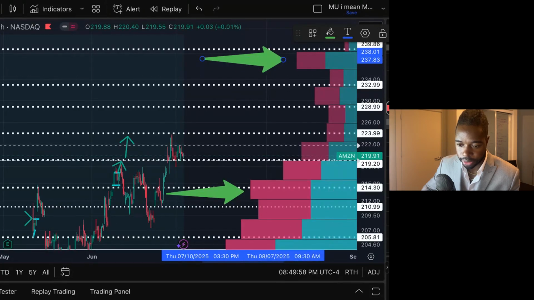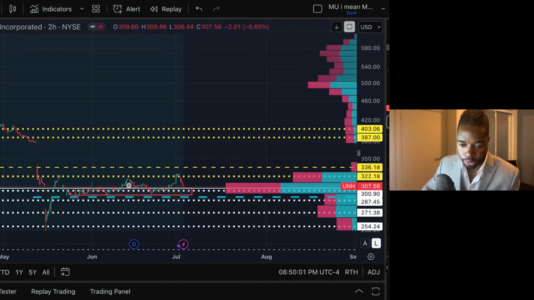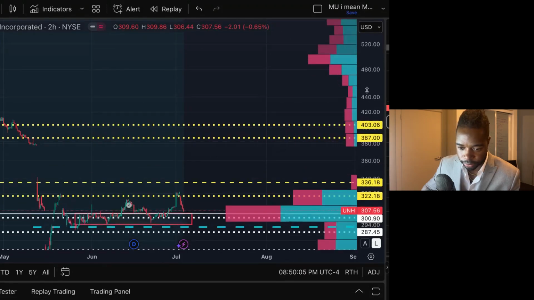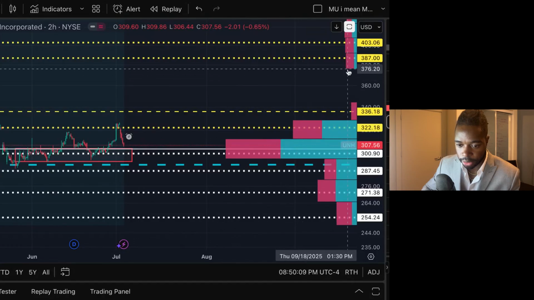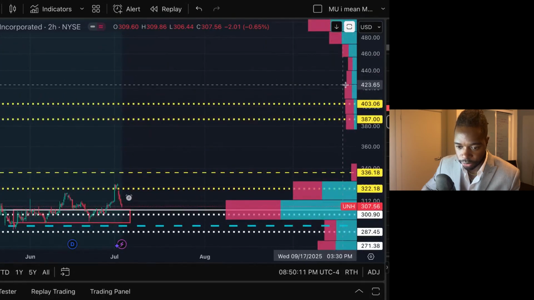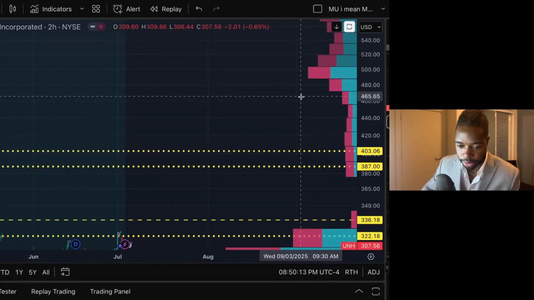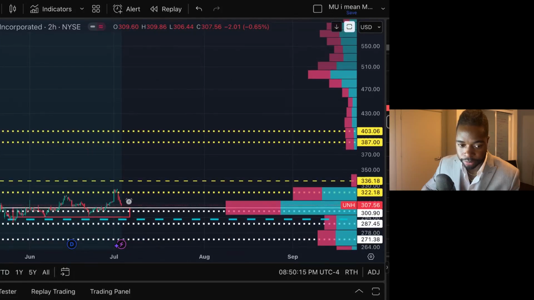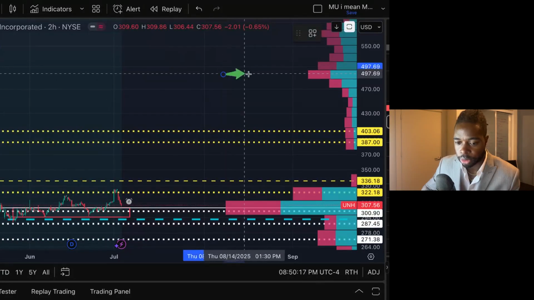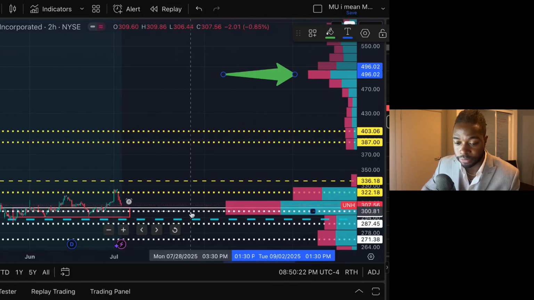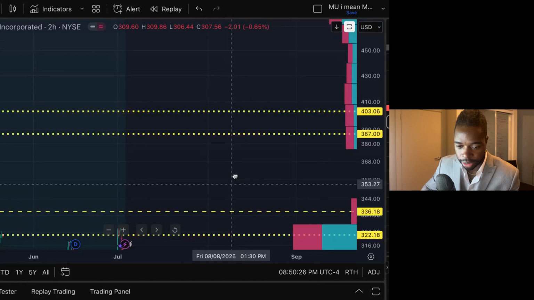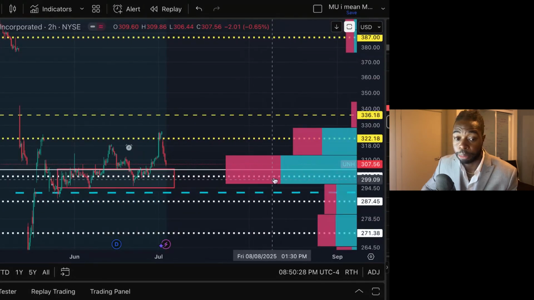I need to find a better example. This one is actually United Health. It's decent. So big volume here, and then notice there's very small volume until we get to this big node here. That's called a volume gap. Okay, why does that matter? Well, whenever there's very little volume in these areas, that means that price can really fly through those areas. You're not going to get stuck consolidating like in these areas where you have big volume nodes.